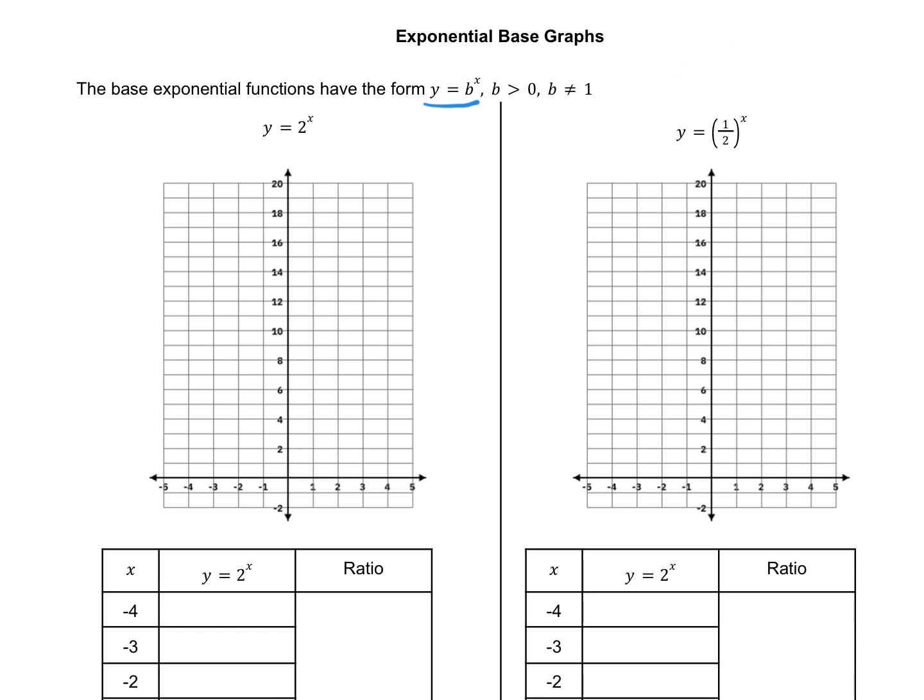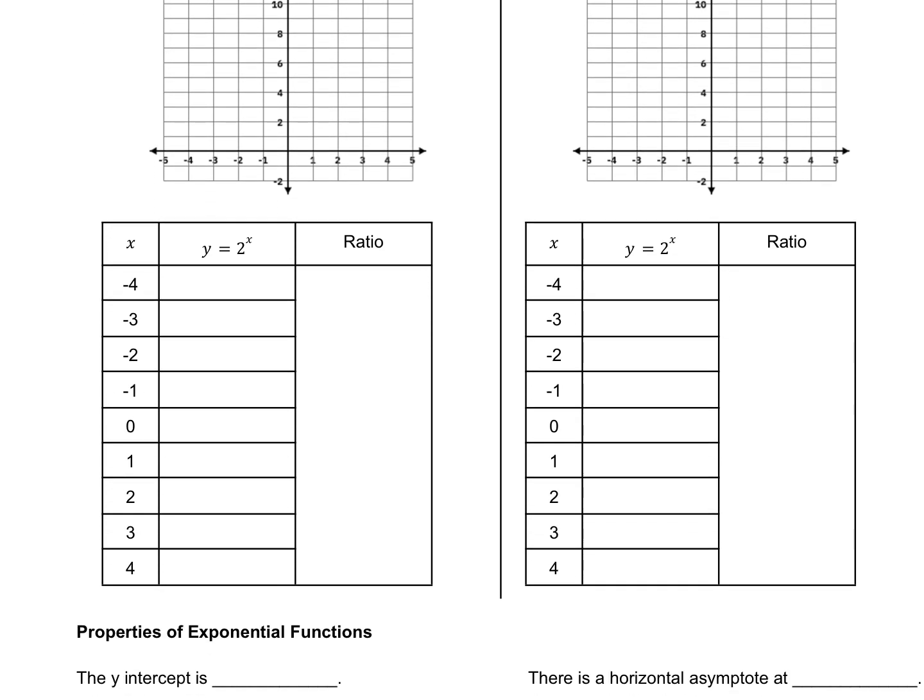So we're going to start off by graphing y equals 2 to the power of x and then y equals a half to the power of x and see the differences, and then make some observations about properties. Now, since this is the first time we're graphing these base graphs, a table of values would be a good idea. So in my table of values, I've chosen some negative x's and some positive ones.